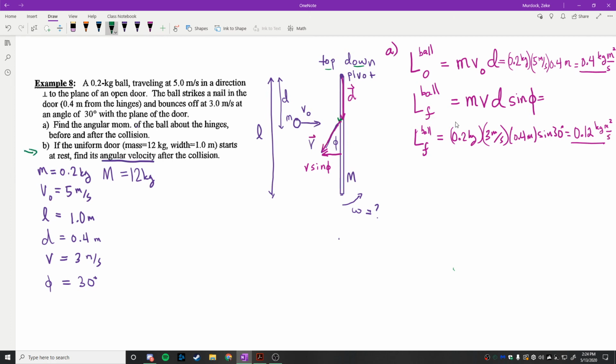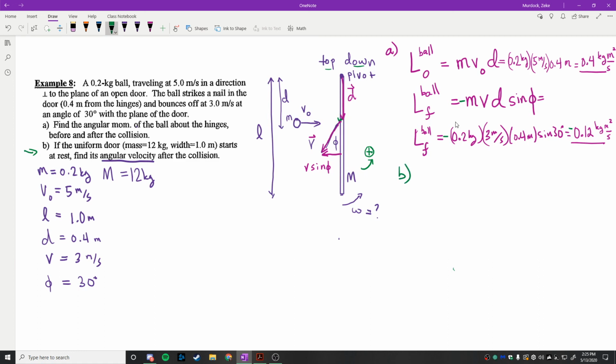All right, let's see part B. No, it actually is negative. I was going to put that in later, but you're absolutely right. We need to define a direction to be positive. Since the door is going to rotate clockwise, let's make this direction positive. So the ball after the collision would be the one that's negative. Negative sign right there. Thank you for noticing that. That's a very good point.